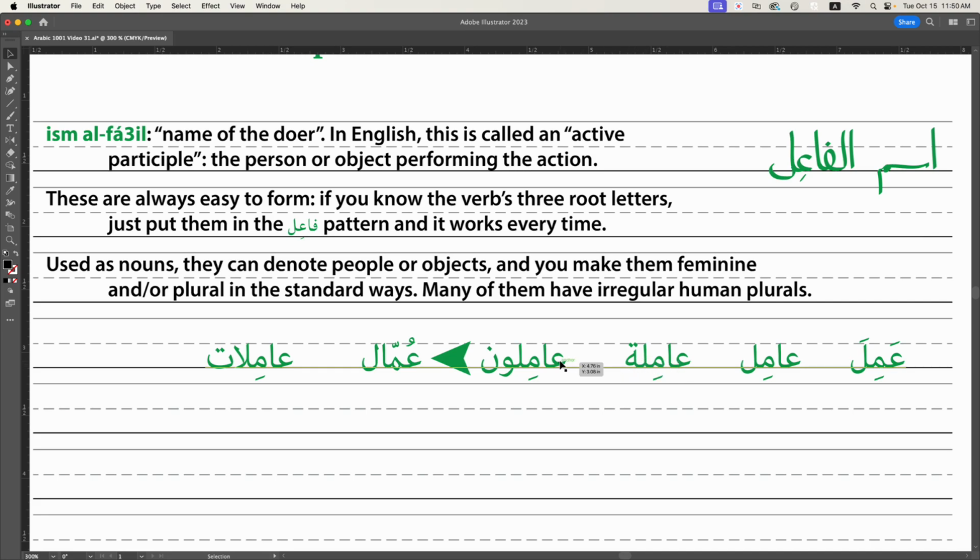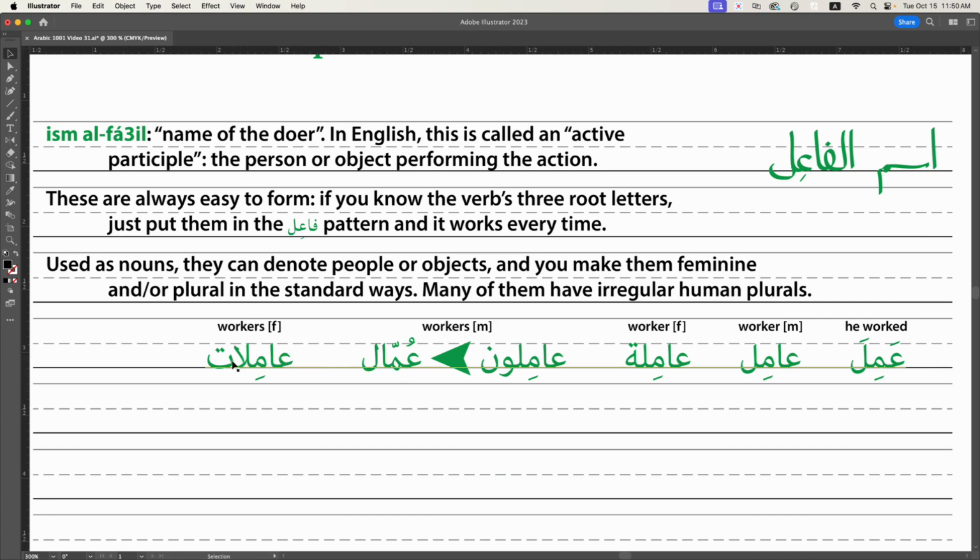The regular human plural is amilun, but a lot of them have irregular human plurals, so it happens to be ummal instead of amilun. If you said amilun because you didn't know ummal and you were just working on regular formation, absolutely everyone would understand you. Somebody might after a while correct you and be like, oh, hey, by the way, it's ummal. But everyone would understand you. It would be like saying, I have 3 childs. There's no barrier to communication there.